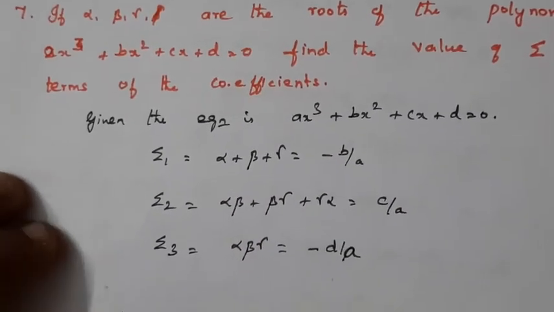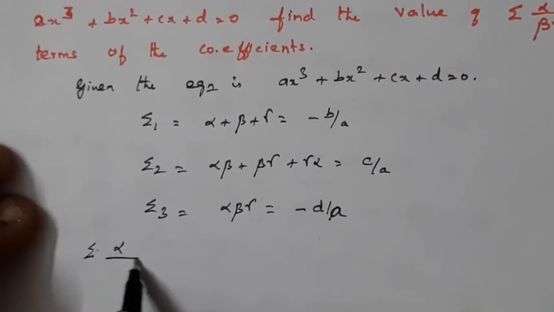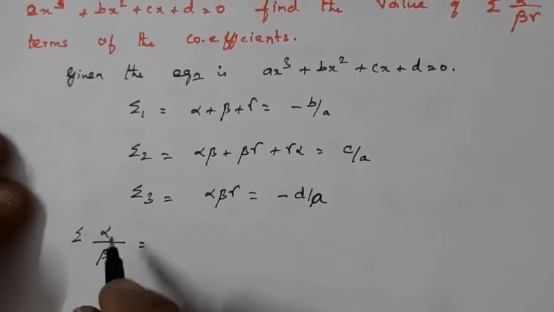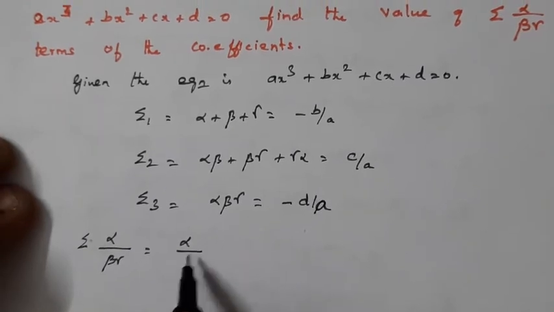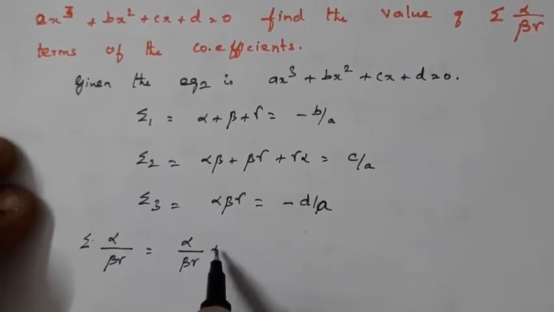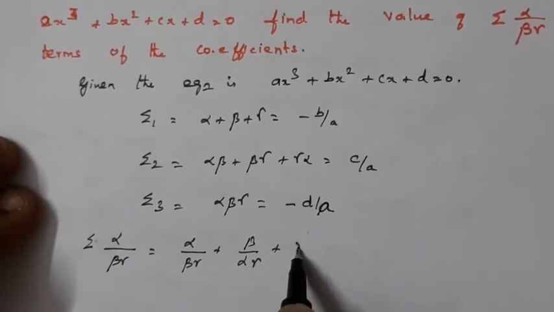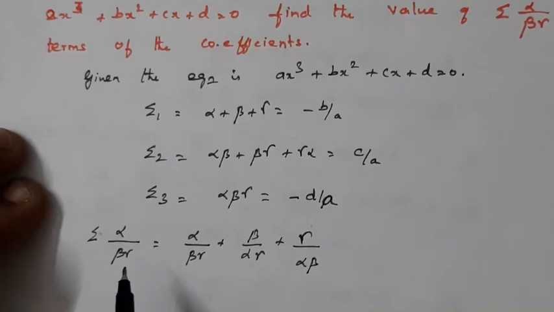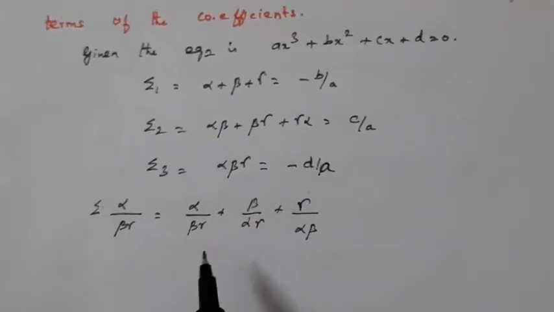Okay. So, after that, what you have to do? You are going to find out the value of sigma alpha by beta gamma, right? This is the summation of the terms exactly like this. So, cyclically, alpha by beta gamma plus beta by alpha gamma plus gamma by alpha beta. So this is the expansion of this sigma. Okay. So using sigma 1, sigma 2, sigma 3, we are going to find its value.